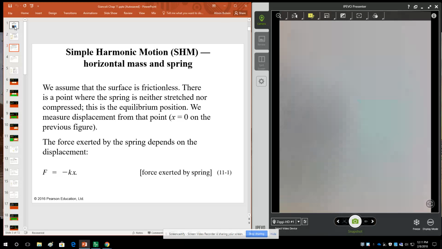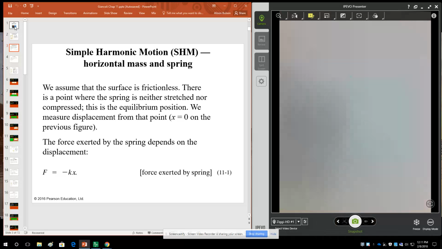As we already know, an ideal spring follows Hooke's law, and the force exerted by the spring depends on displacement. So Hooke's law, ideal springs exert force according to the equation F equals negative kx. The k there, that lowercase k, is the spring constant, and that's an indication of how strong or weak the spring is. x is displacement from equilibrium, so how far to the right or left the spring is stretched or compressed. And the negative sign indicates that that force is always pointing back towards the equilibrium position.